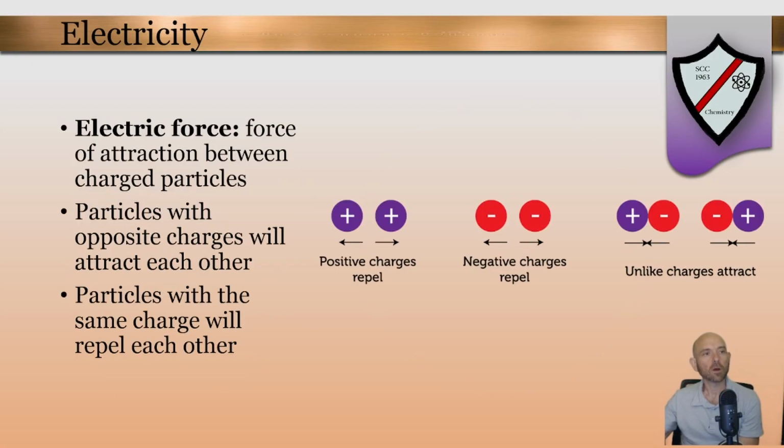When these charges come close to one another, they exert an electric force. This is the force of attraction or repulsion between any two charged particles. It follows a very predictable pattern. Particles with opposite charges, like protons and electrons, attract one another. Conversely, particles with the same charge, like two protons or two electrons, repel one another. This interaction is the push and pull that forms the basis for everything we're going to discuss further in this presentation. It's how we manipulate electric charges and get them to do useful things that we want them to do.